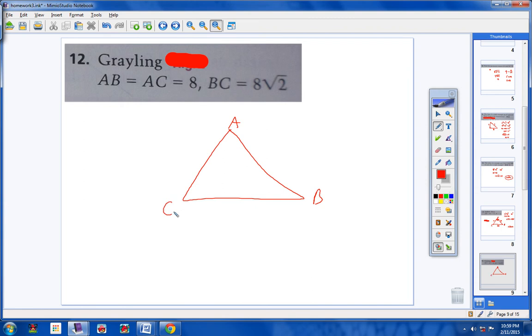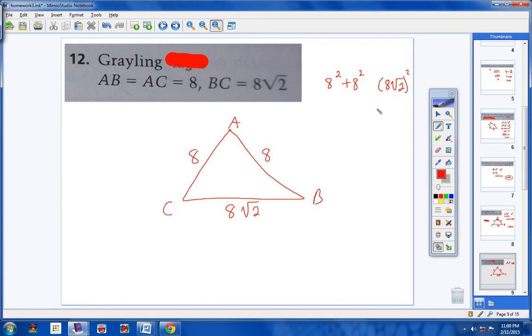ABC. AB and AC are 8. BC is 8 square root of 2. Alright, well let's see what happens. Here we go. Let's square our two smaller sides and add them together. And then let's square our longest side.